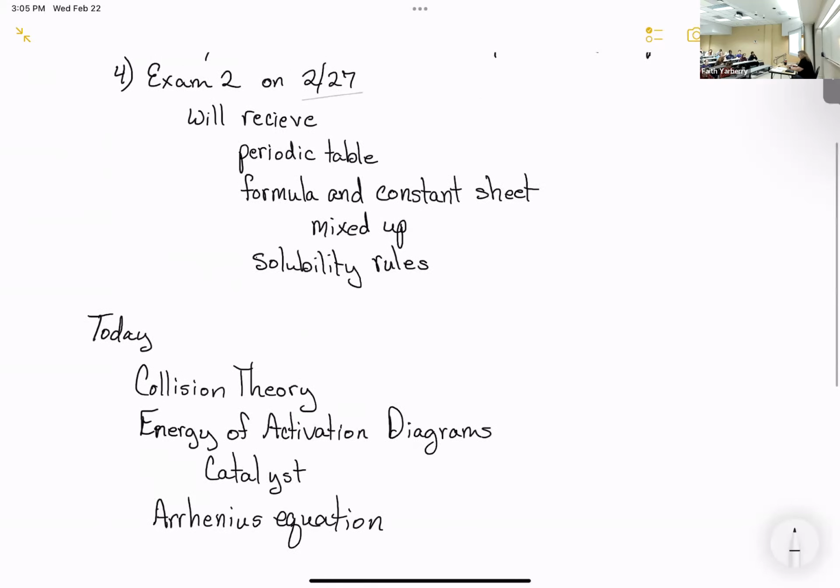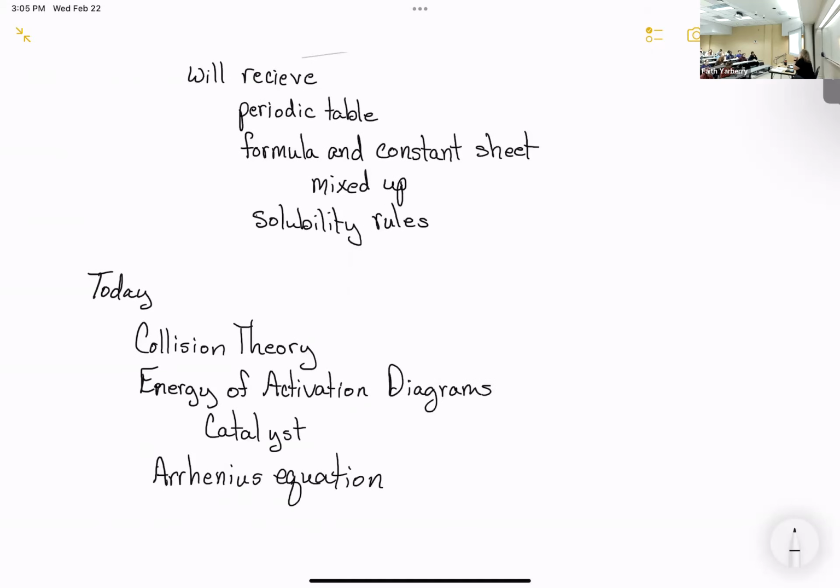So what we're doing today, I'm going to start with a bunch of pictures, to be honest, because that's the easiest way to explain some of this stuff. But we're going to focus on collision theory, energy of activation diagrams, including how a catalyst alters the energy of activation. And then we're going to be working with the Arrhenius equation. The Arrhenius equation allows us to calculate the energy of activation if we know the rate constants and the temperature, or it allows us to calculate a rate constant if we know everything else.